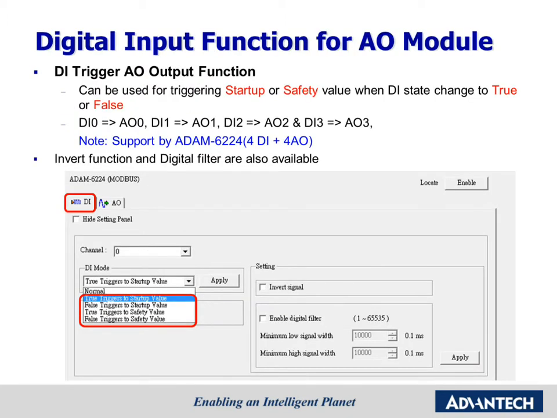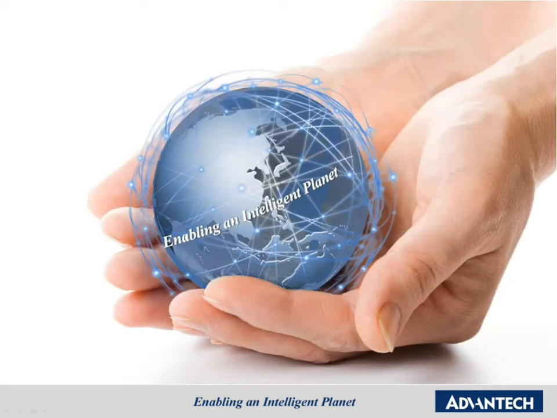Let's see the digital input function for AO module, especially on 6224. The DI trigger AO function can be used for triggering startup or safety value when DI status changes to true or false. And that's all for Module 5.